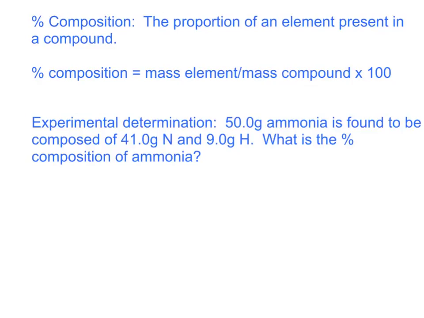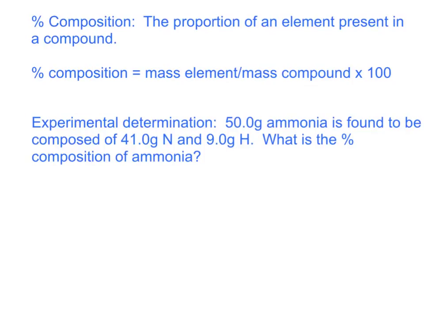Alright, and the first example we have here is actually an experimental determination. To do these, they usually take a compound and then they burn it to figure out what the masses of each element present are. And in this case, we're burning ammonia, 50 grams of it, and we're finding that we have 41.0 grams of nitrogen and 9 grams of hydrogen come off after the burn. So they want to know what's the percent composition of ammonia.